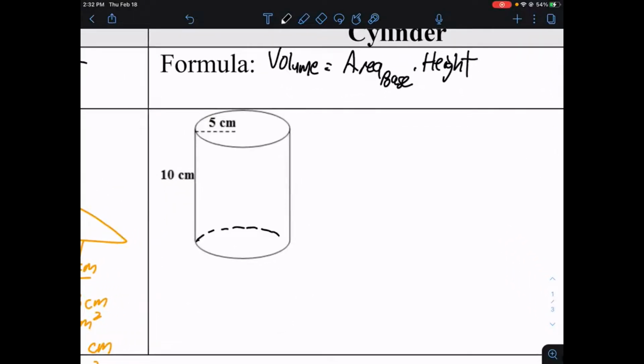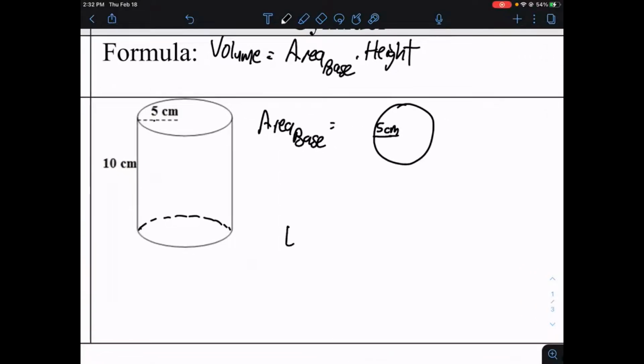Okay, so again, if you could see through the shape, you would notice that the top and the bottom are both circles. Okay, so here the area of your base will be the circle with a measurement of 5 right here. Okay, so again, let me give you a minute and see if we can come up with both the exact and the approximate values for this.